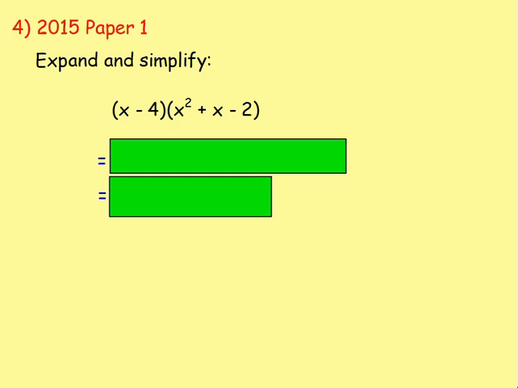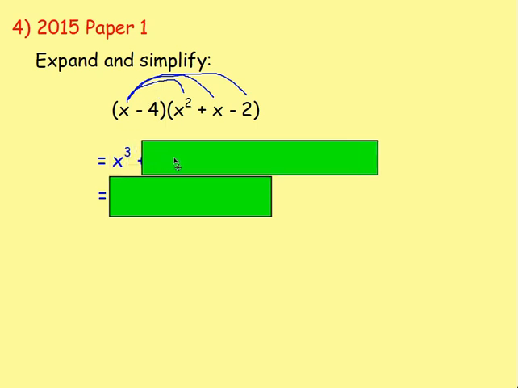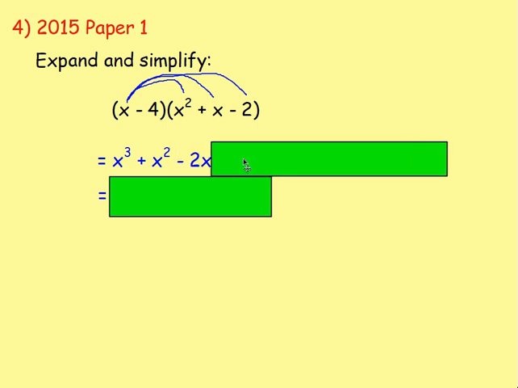Fourth example from 2015. Again, paper 1, a non-calculator question. Double brackets. When it's double brackets, rainbows. So do the x times by the x squared, then the x times the x, and the x times negative 2. So x times x squared is x cubed. X times x is plus x squared. And x times negative 2 is a negative 2x.